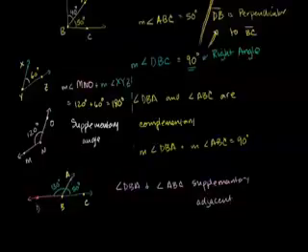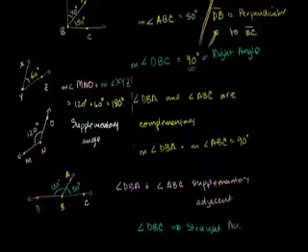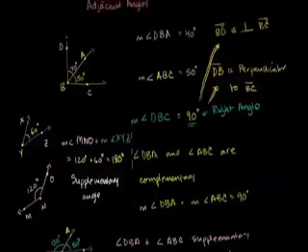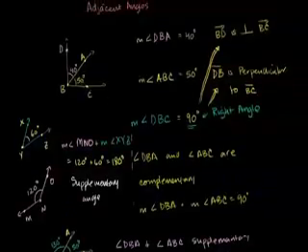Angle XYZ and angle MNO were not adjacent because they were not sharing a common vertex. They did not have a common side. But these two angles, angle ABC and angle DBA, are called supplementary angles and adjacent angles. Angle DBC, when they make 180 degree, is also called a straight angle. As we all know, 180 degree is called a straight angle.